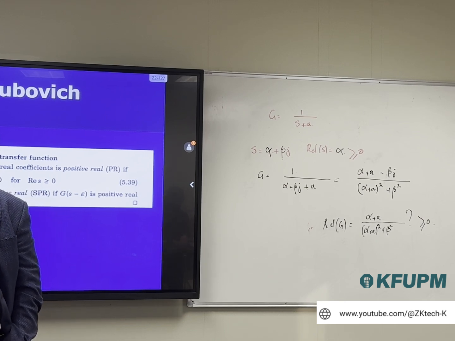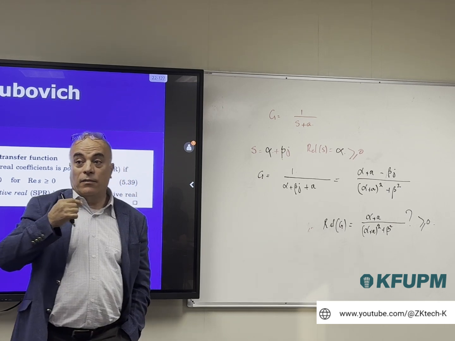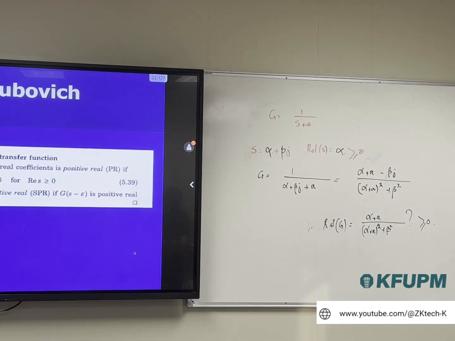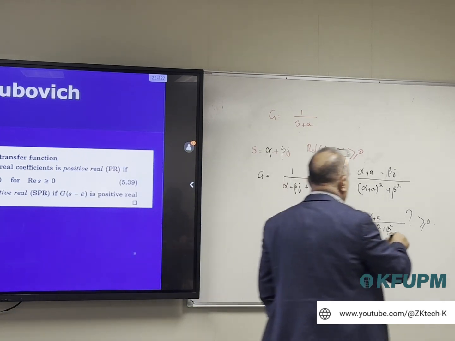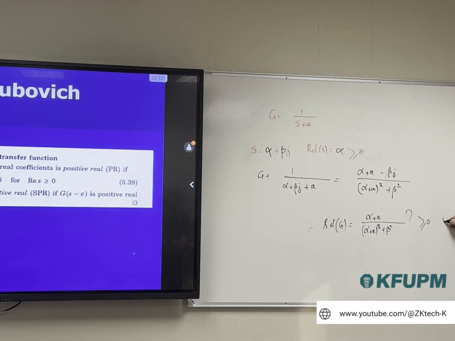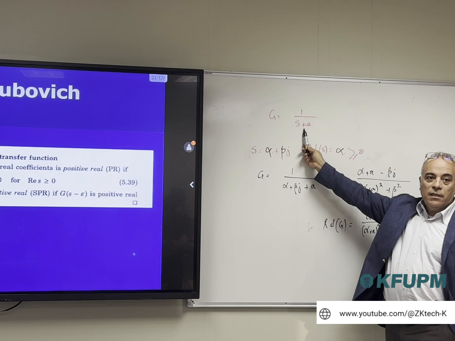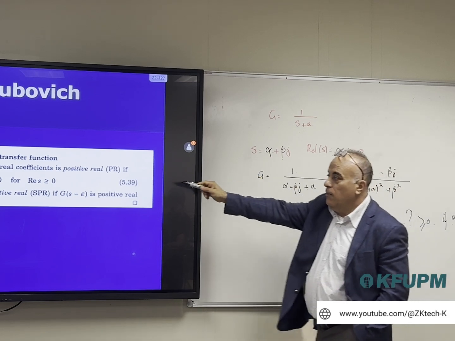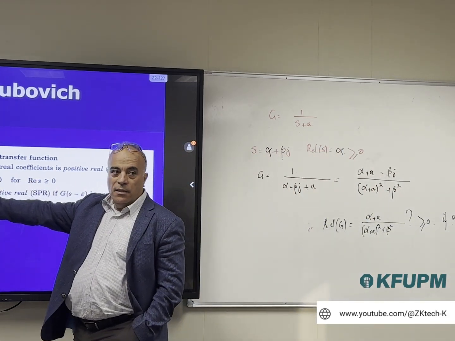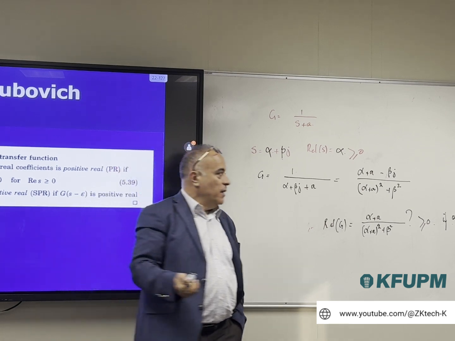Everybody is clear about this? This is for every alpha. There is no condition on alpha. So we are saying here that this is positive or equal to 0 if A is positive or equal to 0. Everybody is okay with this? A positive or equal to 0 means this is stable. So it's related to stability. Everybody is okay with this? Yes. So this is exactly what this result is saying.